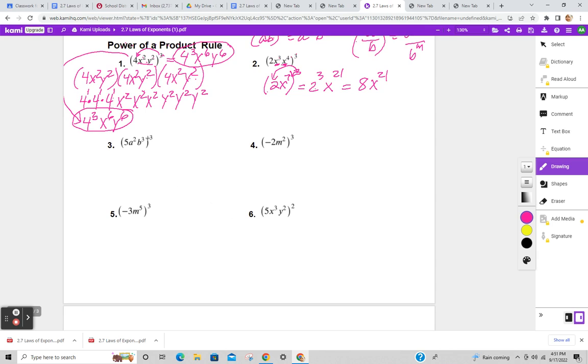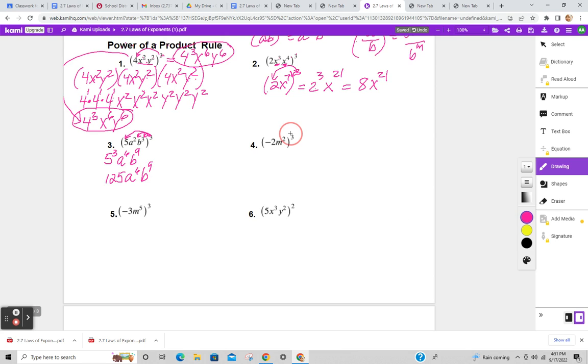We're going to use the power of a product rule again. So we're going to distribute this power to each factor. That'll give us 5 cubed. Distribute it to this factor, 2 times 3, that'll give us a to the 6. Distribute the 3 to this factor, that'll give us b, 3 times 3 is 9. Okay, we can still simplify that a little bit more. 5 cubed is 125, so this will be 125, a to the 6, b to the 9th.